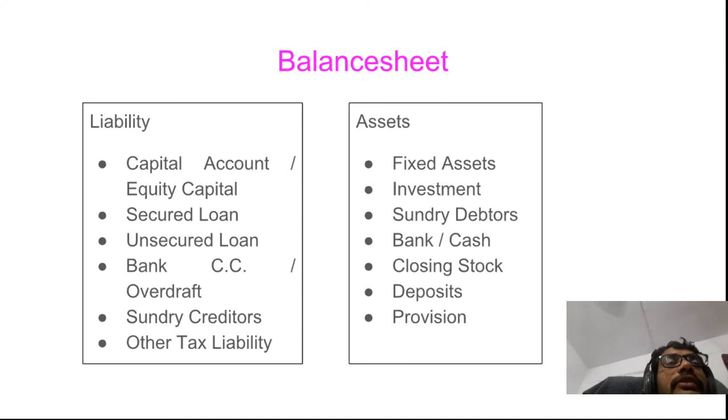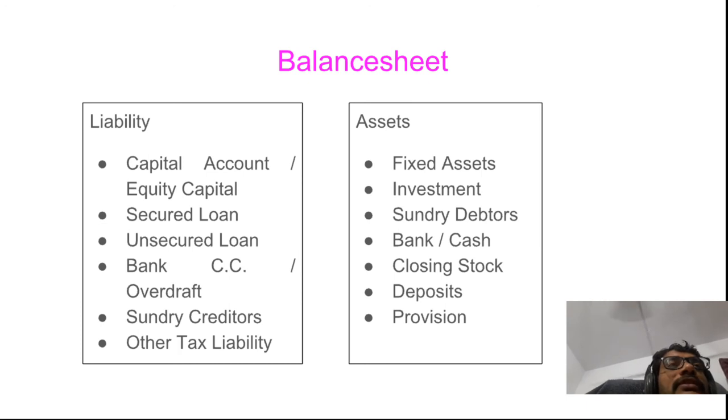Then investments. When a company or firm invests anywhere, like investing money in the share market, mutual funds, or SIPs, it's called an investment. They purchase bonds, or any government-regulated investment. These are all also mentioned here under investments.